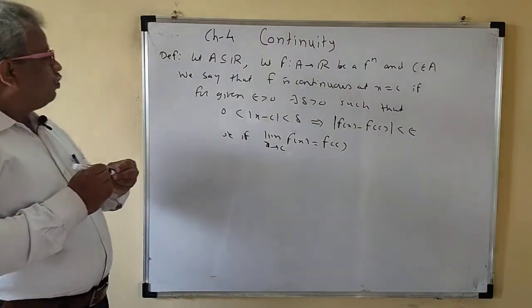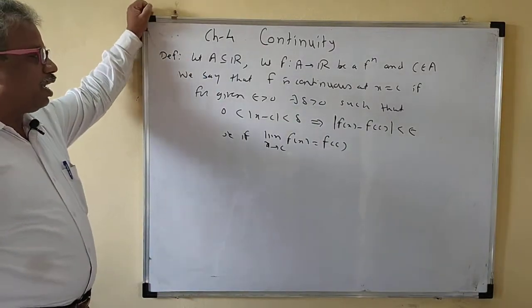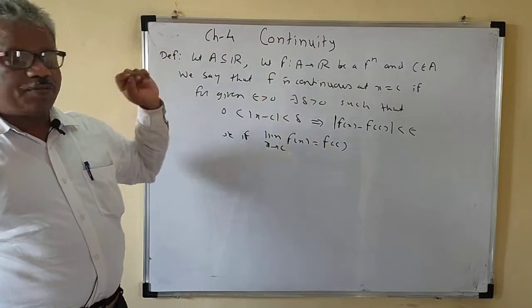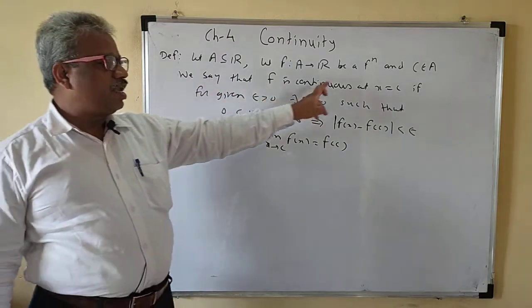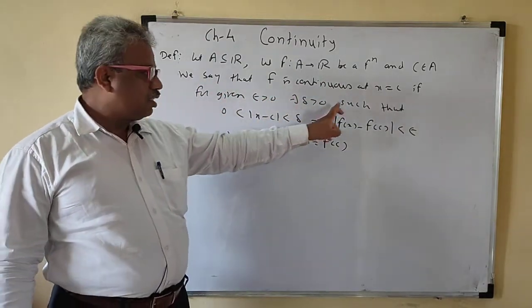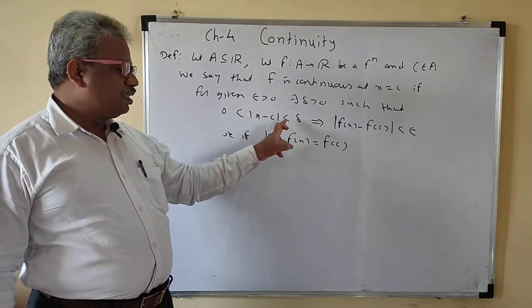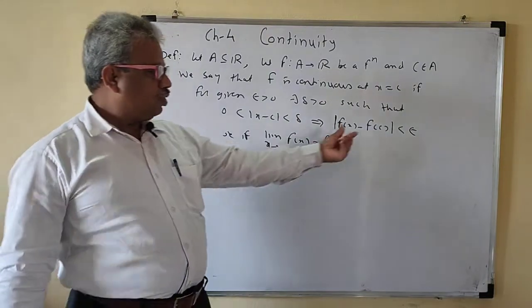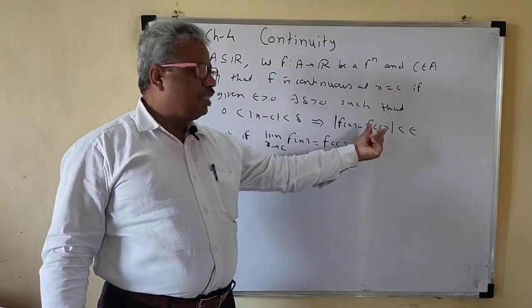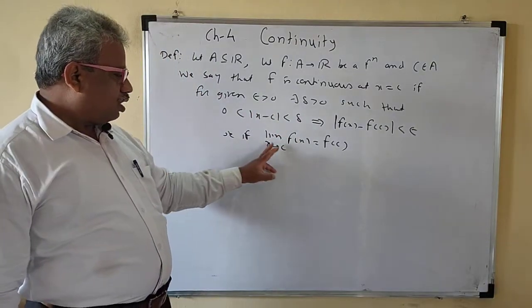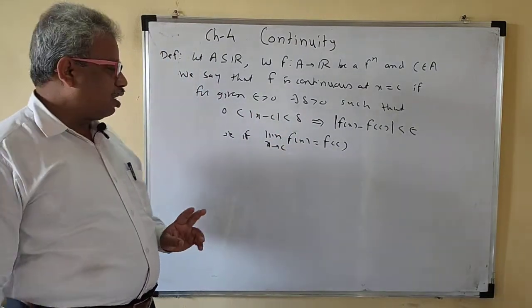Suppose A is a subset of R and f from A to R is a function. C is an element of A. We say that f is continuous at x equal to c if, for given epsilon greater than 0, there exists delta greater than 0 such that mod of x minus c is less than delta implies mod of f(x) minus f(c) is less than epsilon. Same thing as the definition of the limit, where we were writing L. Instead of L there should be f of c. Only this change is there. So that is limit x tends to c, f of x is equal to f of c.